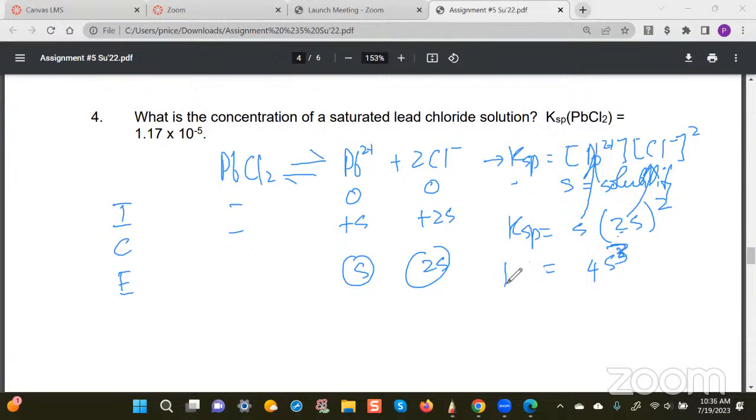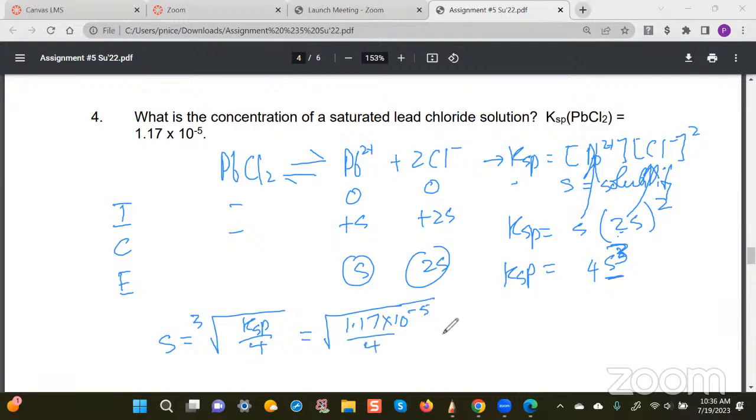So if Ksp is equal to this, the question is asking you to solve for S. That means S will be equal to the cube root of Ksp divided by 4. The Ksp value given is 1.17 times 10 to the minus 5 divided by 4, and then you find the cube root of all that. According to my calculations, this works out to be 0.0143 M. And that's how you do that.